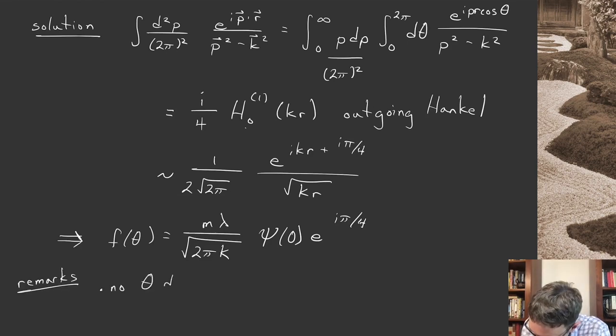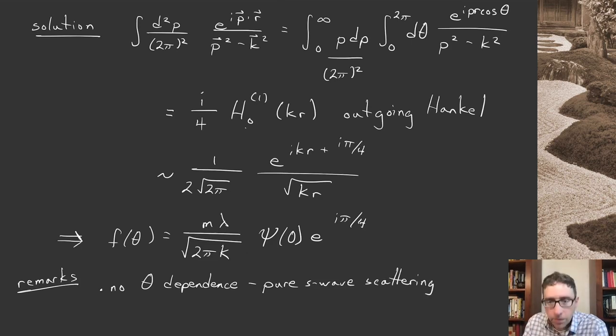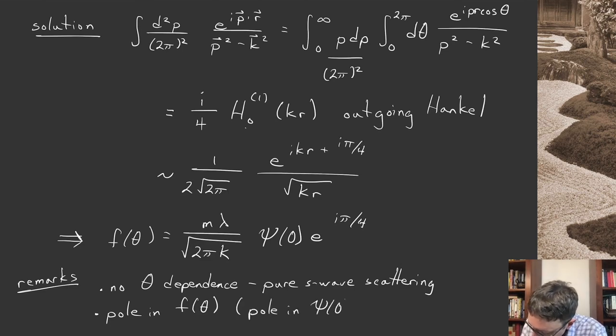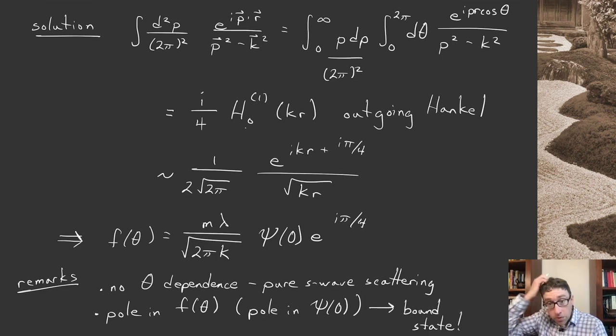There's no theta dependence. This is pure S wave scattering. As you might expect, it's a delta function. There's no breaking of that angular symmetry. So what goes in gets scattered out in a theta independent way. And then the second comment is that there's a pole in the scattering amplitude, in f of theta. There's a pole in f of theta because there's also a pole in psi of zero, as we saw in the previous slide, and this indicates a bound state. At least that's the usual logic. So let's look at that.